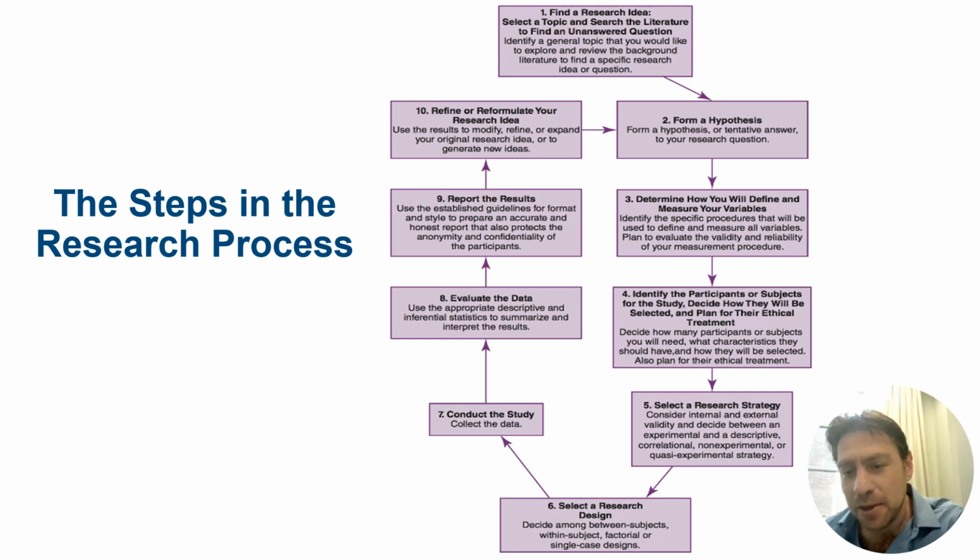Step 2, form a hypothesis. And a hypothesis is a tentative answer to your research question. And so chapter 2 will talk about the formulation of hypotheses. Step 3, determine how you will define and measure your variables. So chapter 3 will talk about this process in detail. Step 4, identify the participants or subjects in your study and plan for their ethical treatment. Very important. We'll talk about ethics in chapter 4.